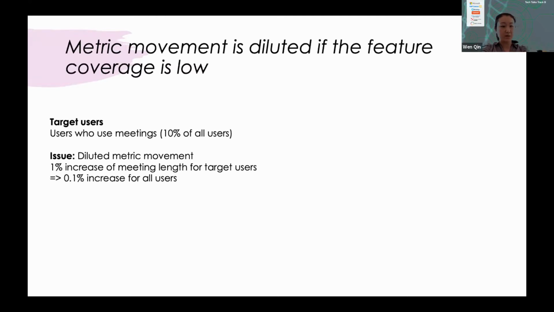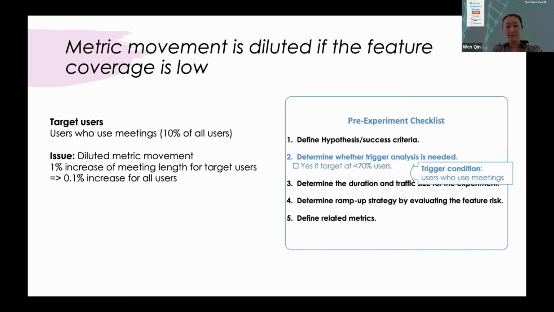There is an issue: your metric movement will be diluted because your feature coverage is low. If you have a 1% increase of the meeting length metric for the target users, you can only see a 0.1% increase with the standard scorecard for all users, because 90% of users do not use meetings at all, and they cannot impact the metric movement at all. To fix this problem, you want to use the trigger analysis. The trigger analysis is to drill down to the target users only and select the data for them. When you make the analysis, you want to understand the movements for these target users only.